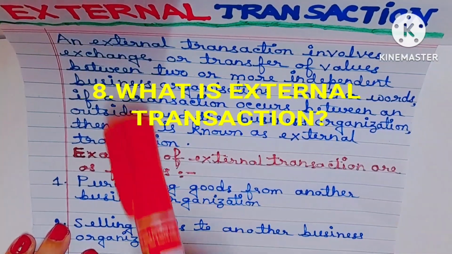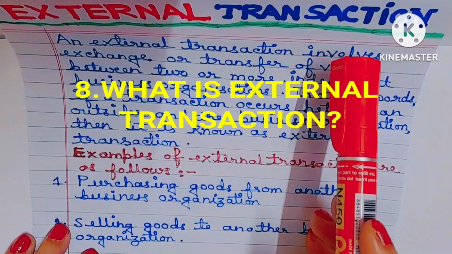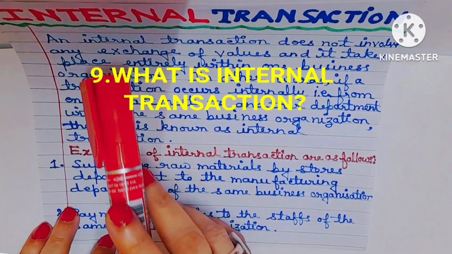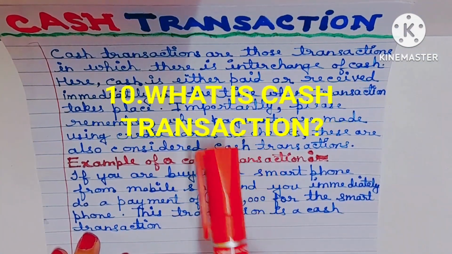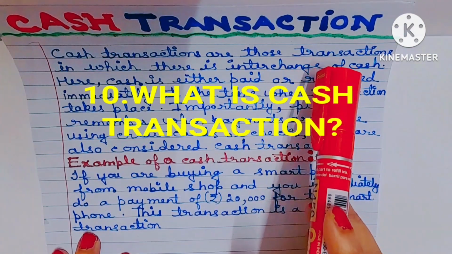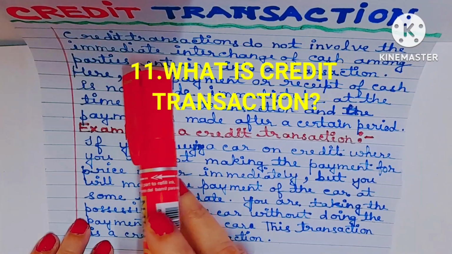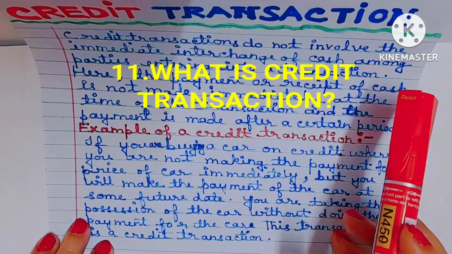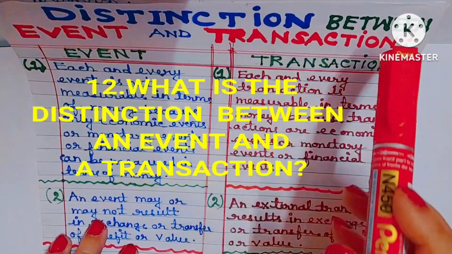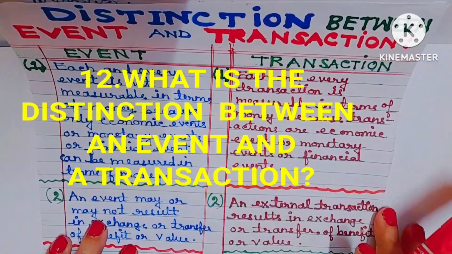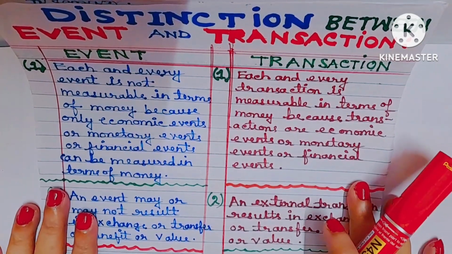Number 8, what is external transaction? Number 9, what is internal transaction? Number 10, what is cash transaction? Number 11, what is credit transaction? Number 12, what is the distinction between event and transaction? Okay, so let's get started.